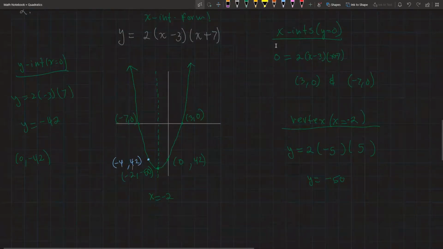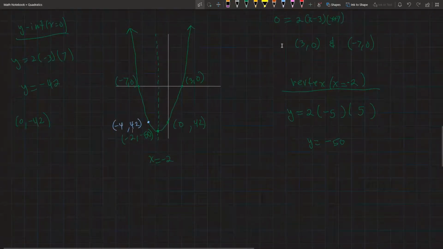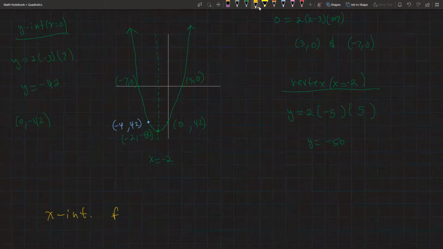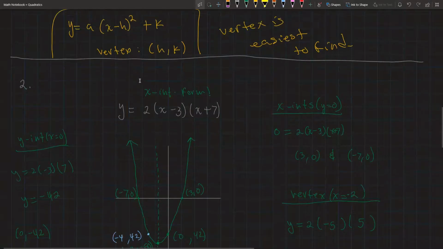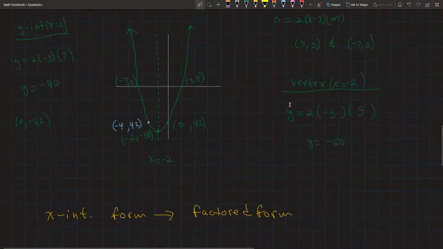There's an example of what we call x-intercept form. But remember that the textbook will not refer to it as x-intercept form, or ever advertise that it is easier to find the x-intercepts. So I meant to write x-intercept form. We will now start calling this factored form. And that's perfectly fine because it's given to us in factored form.